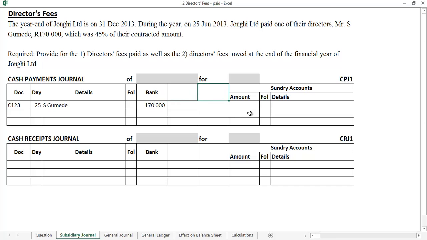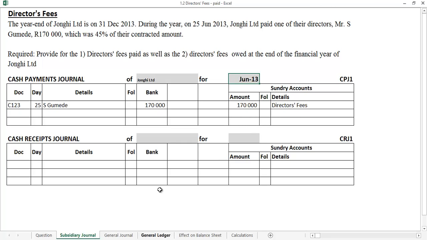We don't have a specific column here for directors' fees, so we're going to fill that in our sundry columns. Directors' fees, the amount is 170,000. Once we've done our journal, we just need to remember to put our headings, the cash payments journal of Jongi Limited for June 2013. Once we've done the journal, we now need to post this transaction from the journal to the general ledger.